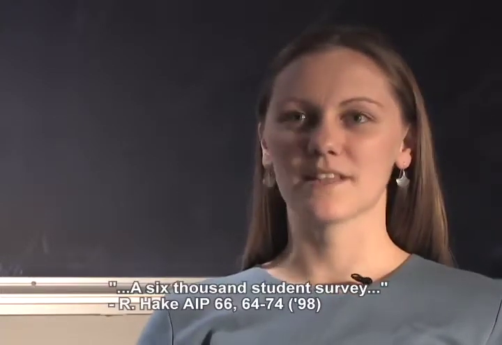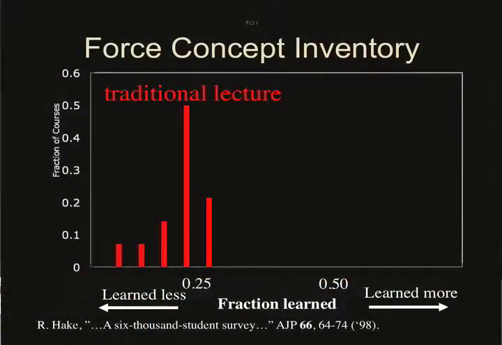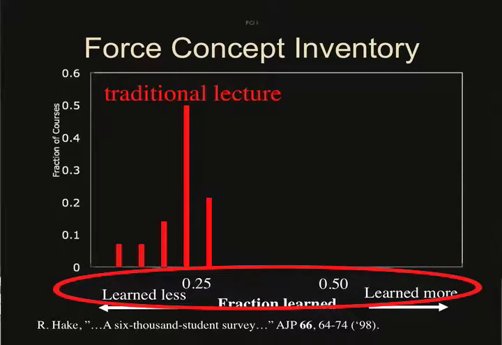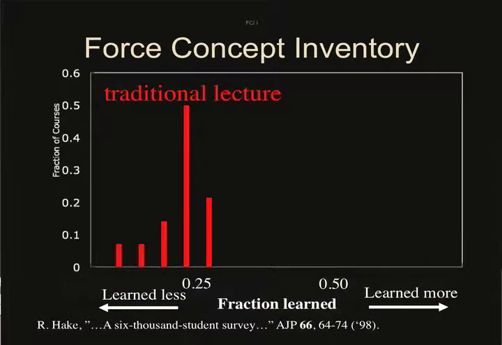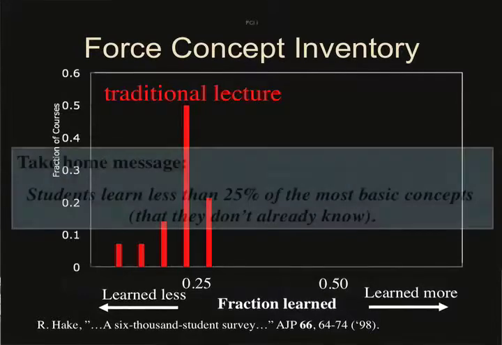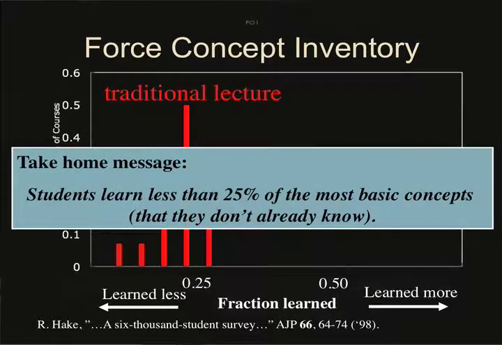And he represented this data in a plot where the fraction of courses was plotted on the y-axis, and on the x-axis was the fraction of what students learned out of what they could have learned. This test primarily measures students' conceptual knowledge about Newton's laws. Richard Hake's results showed that in traditional lecture courses, students only learn approximately a quarter of what they could be learning out of the course.